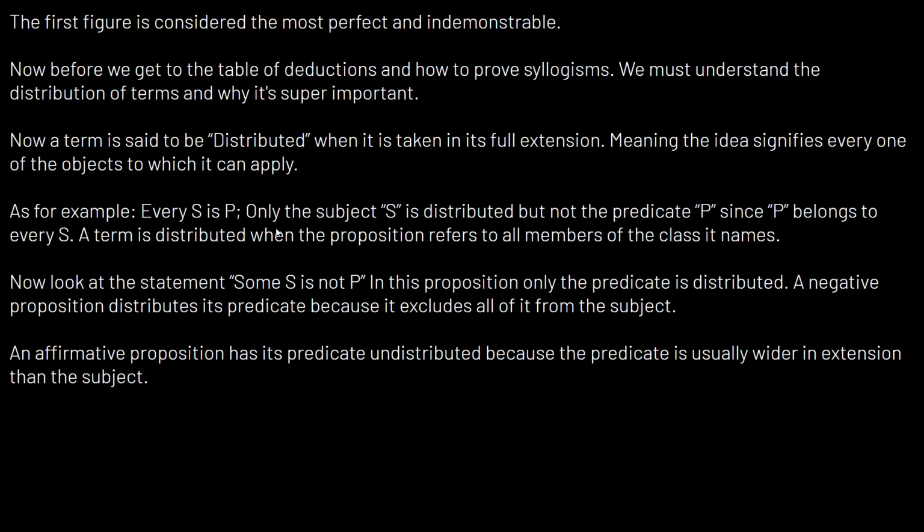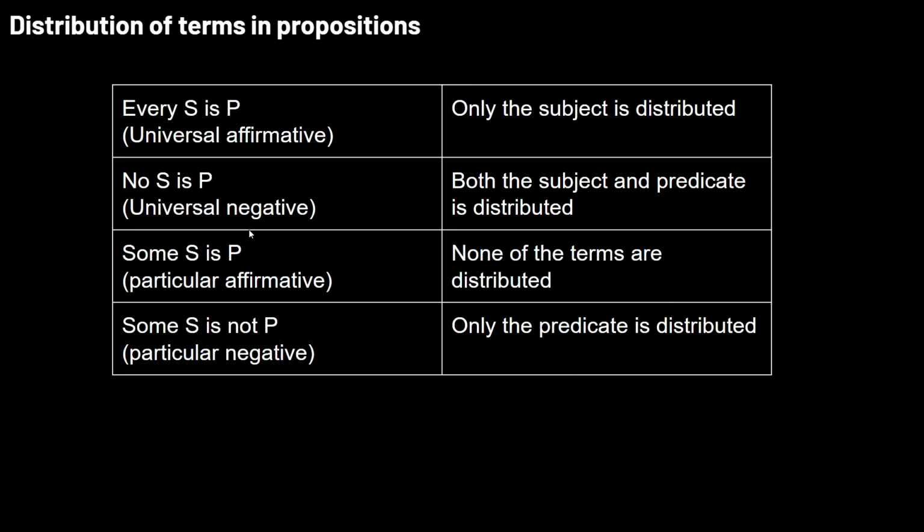Now, an affirmative proposition has its predicate undistributed because the predicate is usually wider in extension than the subject. Oops, I think I skipped a slide. Okay, so this is a chart or a table you might have seen from my last video on the distribution of terms. This is really useful, but this is basically it. So if you want to take a picture, five, four, three, two, one, done.